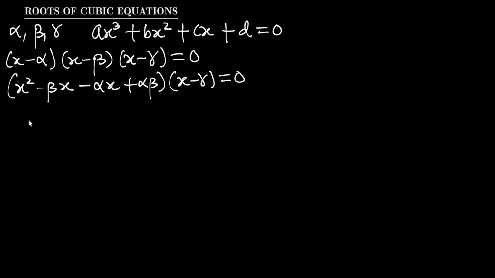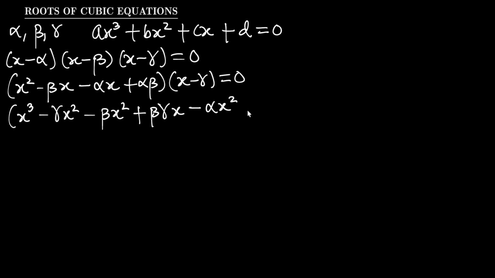Now if we proceed again with the expansion, we have x cubed minus gamma x squared minus beta x squared plus beta gamma x minus alpha x squared, then plus alpha gamma x plus alpha beta x minus alpha beta gamma equals 0.